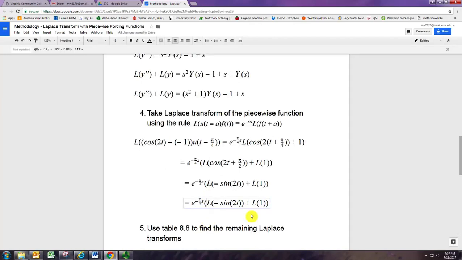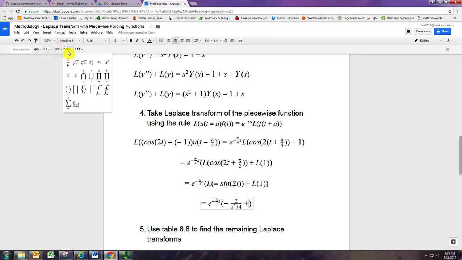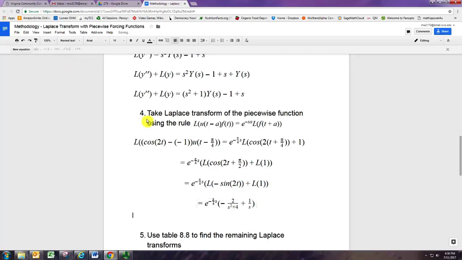So we're going to get a negative, and then it's 2 over s squared plus 4. And then plus the transform of 1, which is 1 over s. So it looks like that. Okay. All right, we do one more of these.